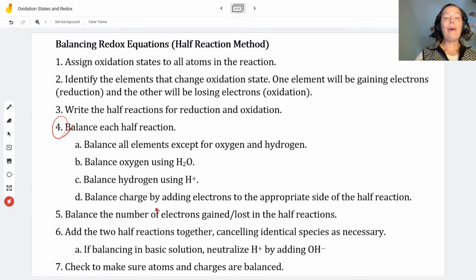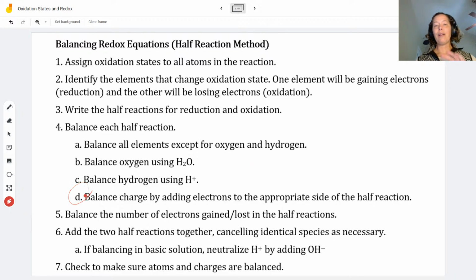We are going to balance each half reaction. Now this requires a couple of steps. You can see we take a big reaction, split it into two parts, balance each part, and then put it back together again. For each half reaction, we're going to balance all elements except for oxygen and hydrogen. We're going to use water to balance oxygen, and we're going to use H plus to balance the hydrogen atoms.